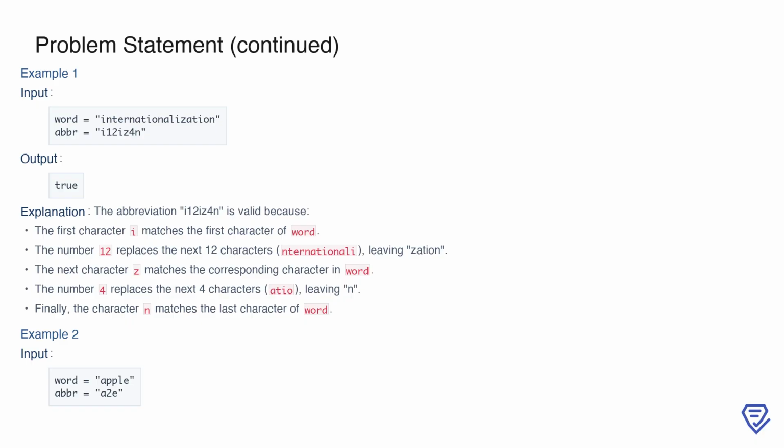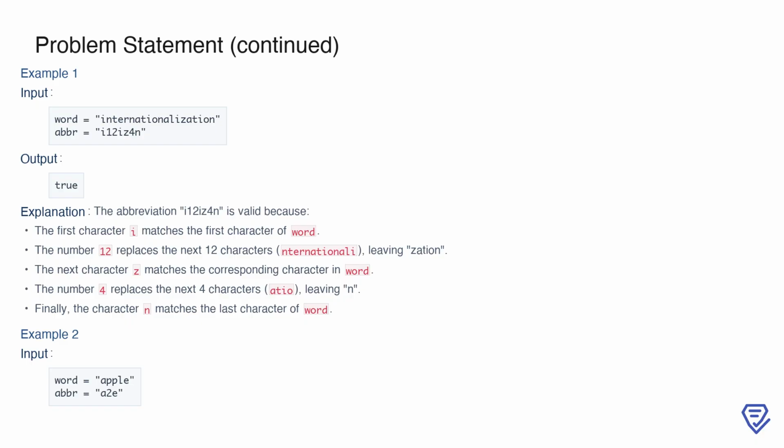Here, the word is internationalization and the ABBR is I12N. The output is true because the abbreviation is valid. Breaking it down, the first character I in ABBR matches the first character of word. The number 12 then skips the next 12 characters in word, which are nternationali, leaving zation.